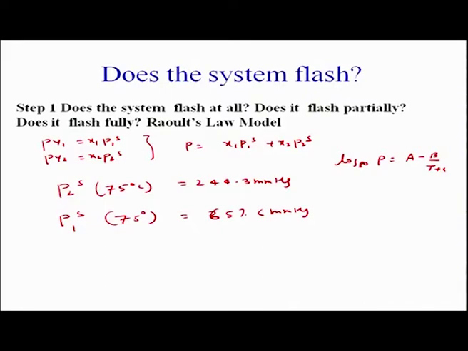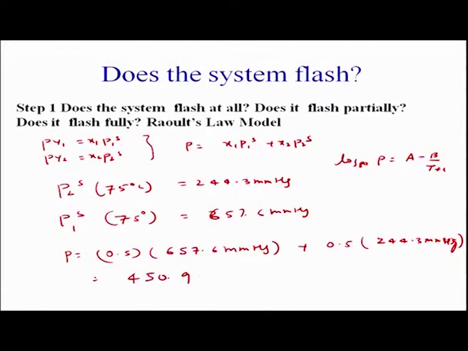So, the initial inlet temperature may change, but we are looking at the final temperature, the system conditions. So, P2 sat is given and this is also given. Once this is given, you can find out the pressure. So, this pressure is 0.5 times 657.6 mmHg plus 0.5 times 244.3 mmHg. It turns out to be 450.9.